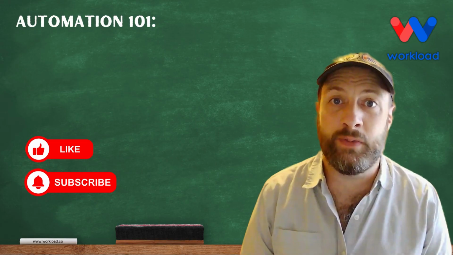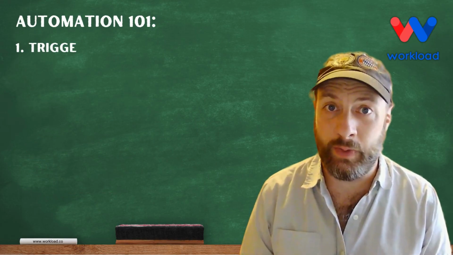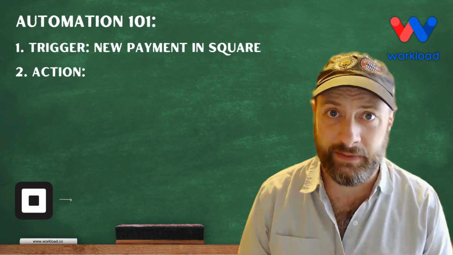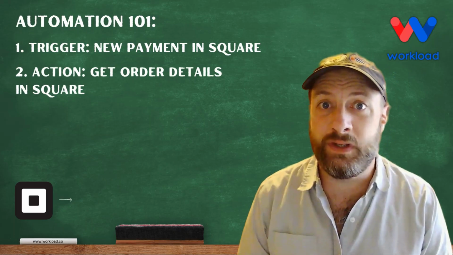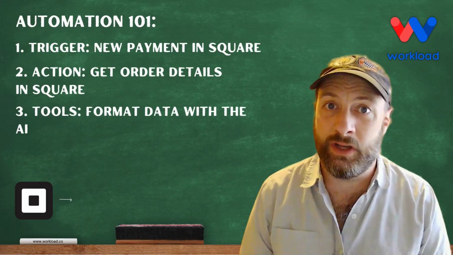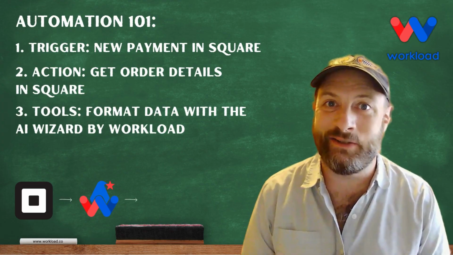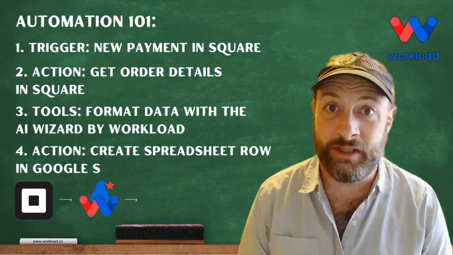In this video, we'll be building a workflow starting with a new payment in Square. Then we'll be calling up the details of that payment. Next, we'll be using the AI wizard by Workload in order to format the details of those payments before finally adding it to a new spreadsheet row in Google Sheets.